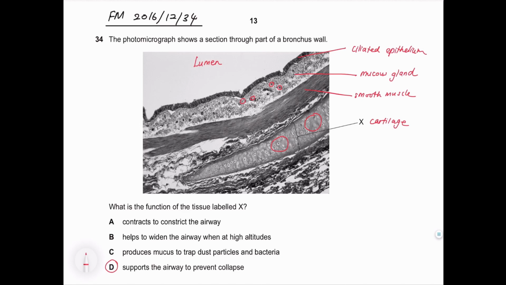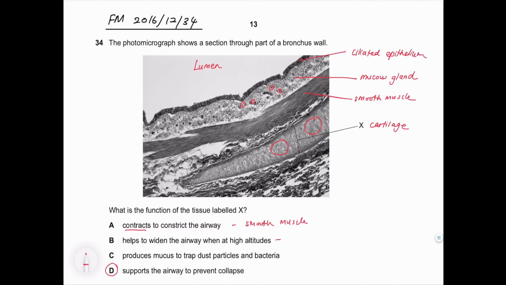And what about A? Contracts. Structures that contract will definitely be a muscle. So this is meant for smooth muscle. B helps to widen the airway at high altitudes. Most likely it is the role of elastic fiber and the smooth muscle. Produce mucus to trap dust particles will be the role of goblet cell, which is actually found within the ciliated epithelium. So the answer for this question will be, obviously, D.